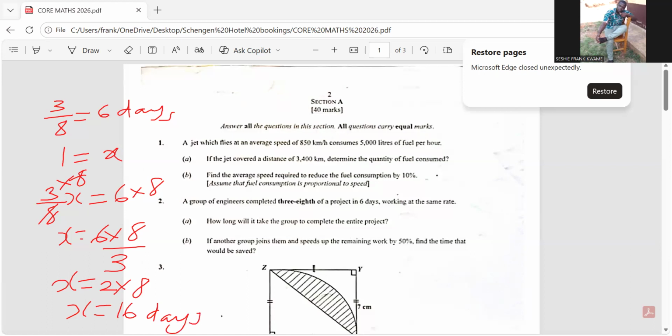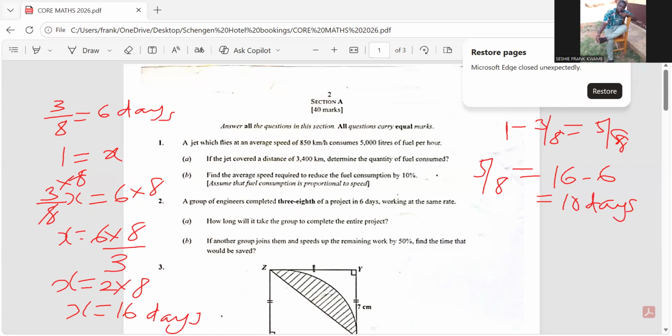Another group joins and speeds up the remaining work. So what's the remaining work? The remaining work is 1 minus 3 out of 8, which is 5 out of 8 of the work. And they are speeding that up. How many days would that take? The 5 out of 8 will originally take the 16 days minus the 6 days that was done. That should take 10 days.